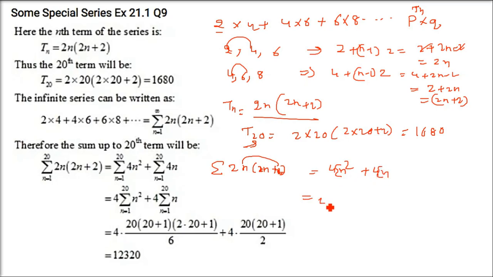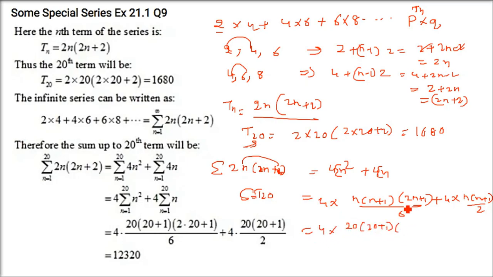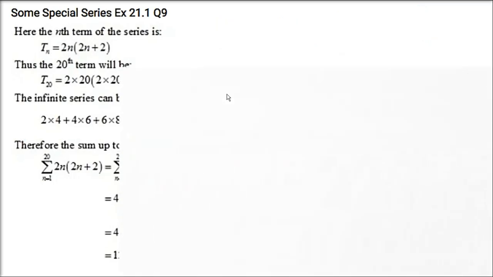So 4 into sigma n square will be n plus 1, 2n plus 1 by 6, and this 4 into sigma n is n plus 1 by 2. In place of n you are going to put 20, S20 you have to find out. So 4 into 20 plus 1, 2 into 20 plus 1 by 6, plus 4 into 20 into 20 plus 1 by 2. When you solve it, it's going to be 12320. So this is the solution.